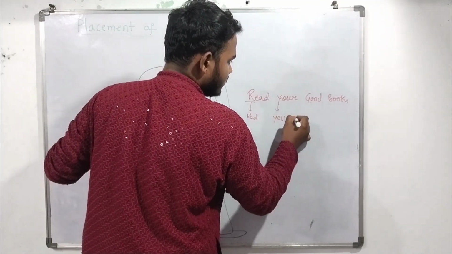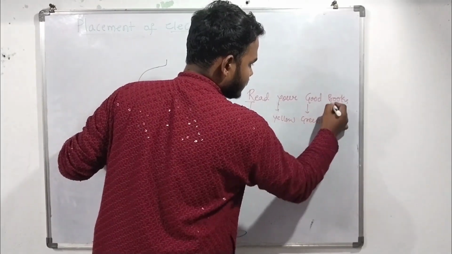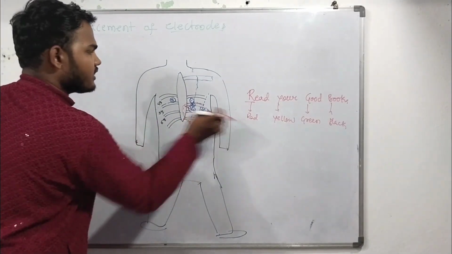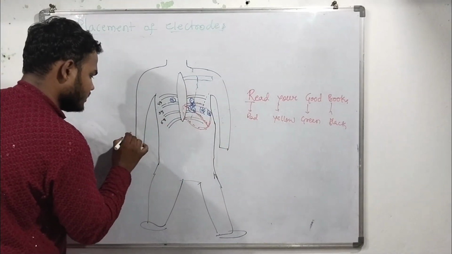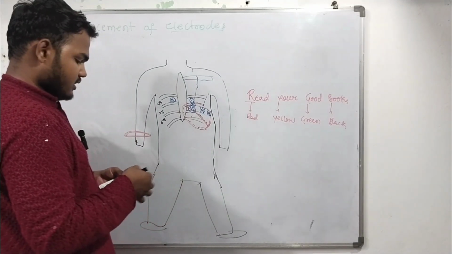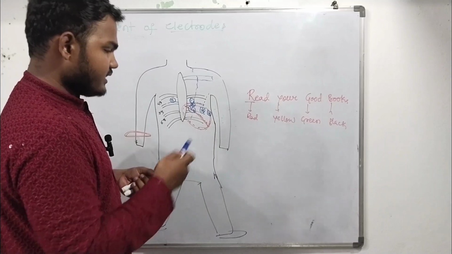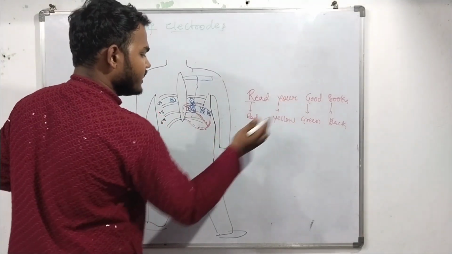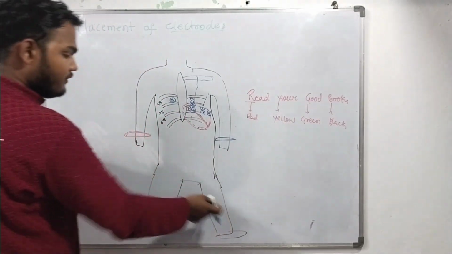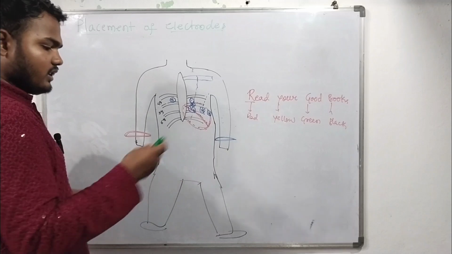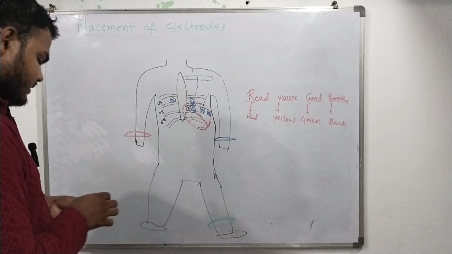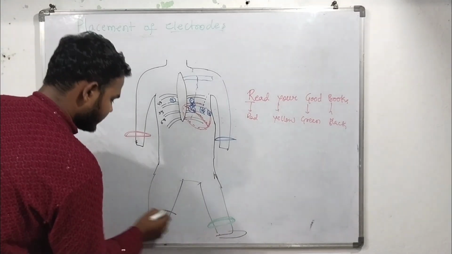yellow, green, black. Here we will apply first on the right arm, here it is red. Next yellow. Yellow is not there, so I may apply blue here. Okay, yellow is in the left arm, and in the left leg there is green. Black is in the right leg, we will apply it on the right leg.